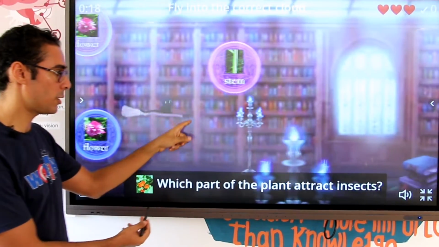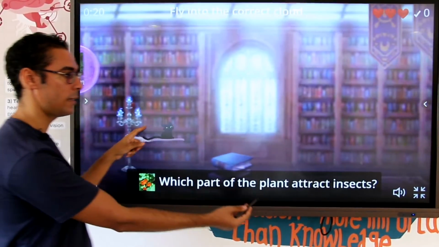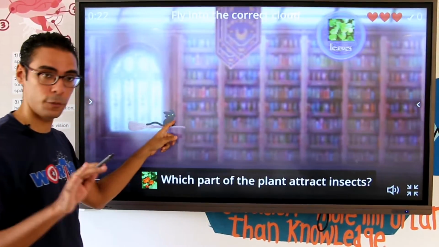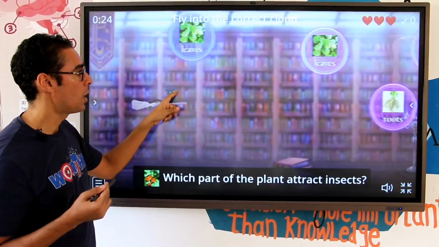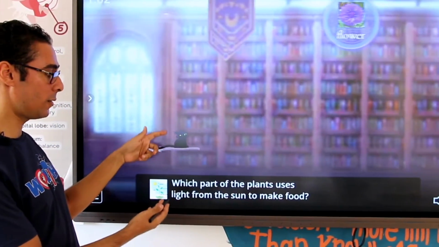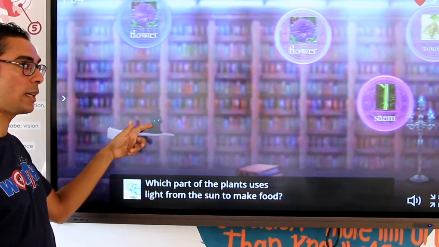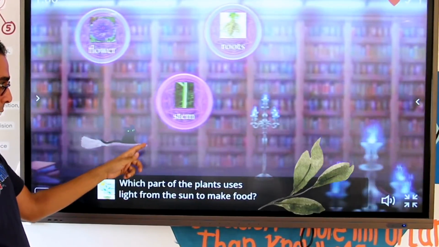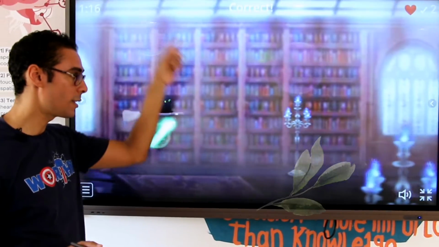What do you see there? What is the question? Which part of the plant attracts insects? So we are looking for the flower. So if your answer was flower, you passed this level successfully. The next question here: which part of the plant uses the sunlight to make the food? I guess you might be looking for leaves. So let's go to leaves, like this.